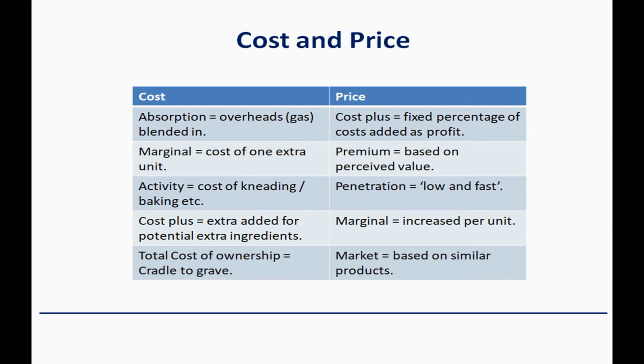Alternatively, they sell the pizza on the basis that it's made with premium ingredients and charge a higher premium price. Their strategy may be to try and gain market share, in which case they sell at a low price to penetrate the market. They may choose to add profit marginally based on the increase in units, or they may simply look at the price of other similar pizzas and price accordingly.